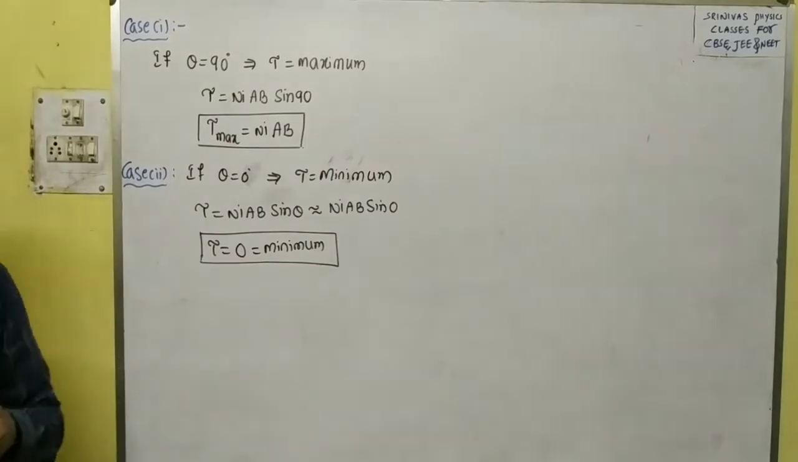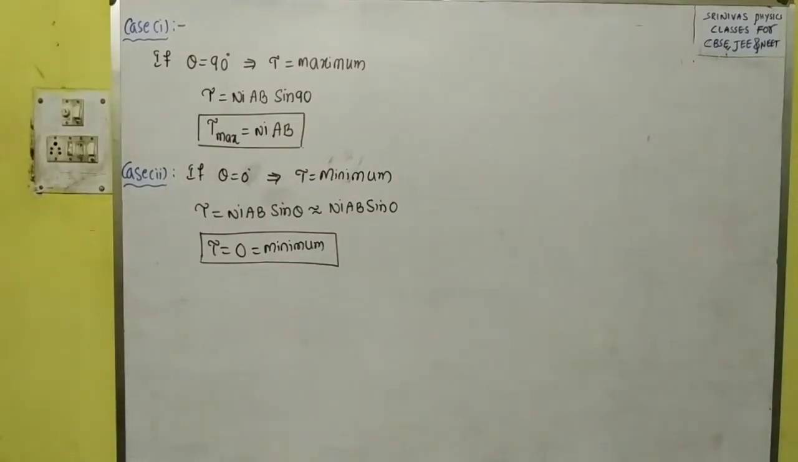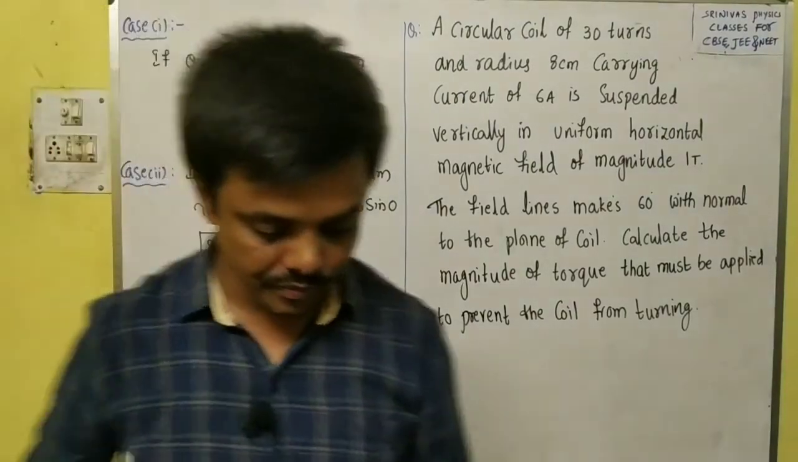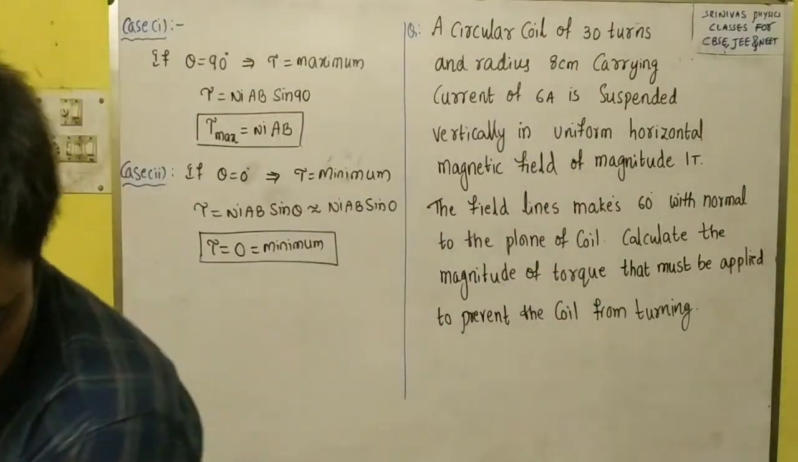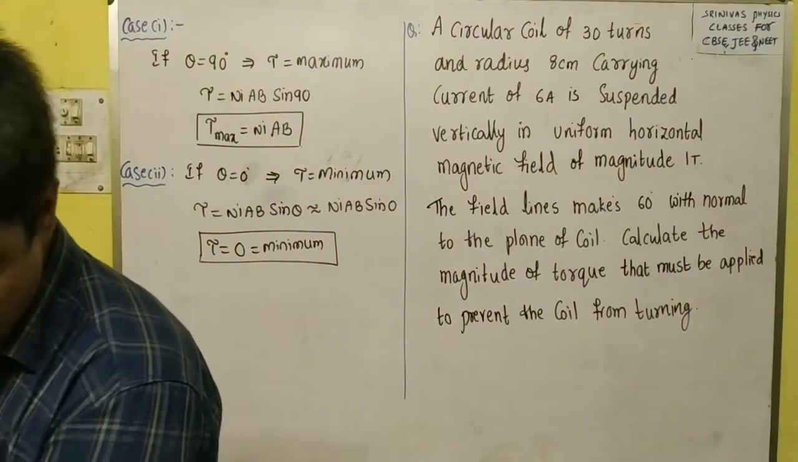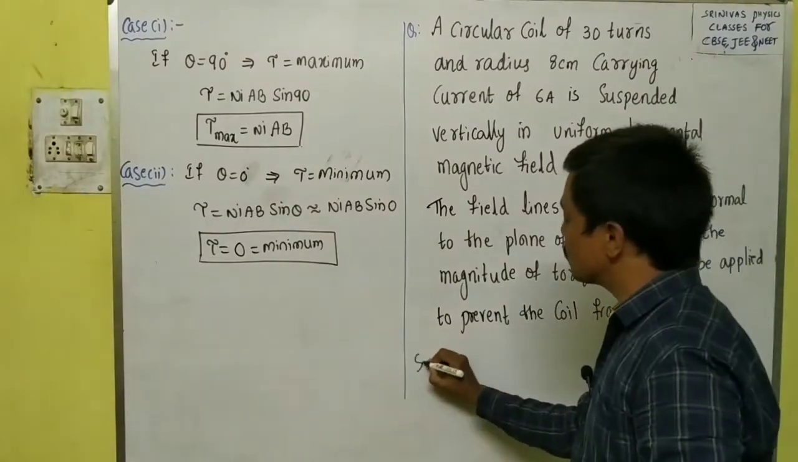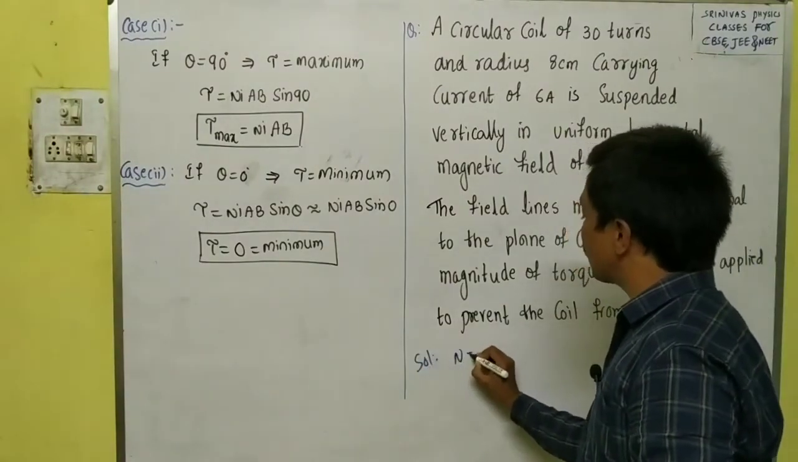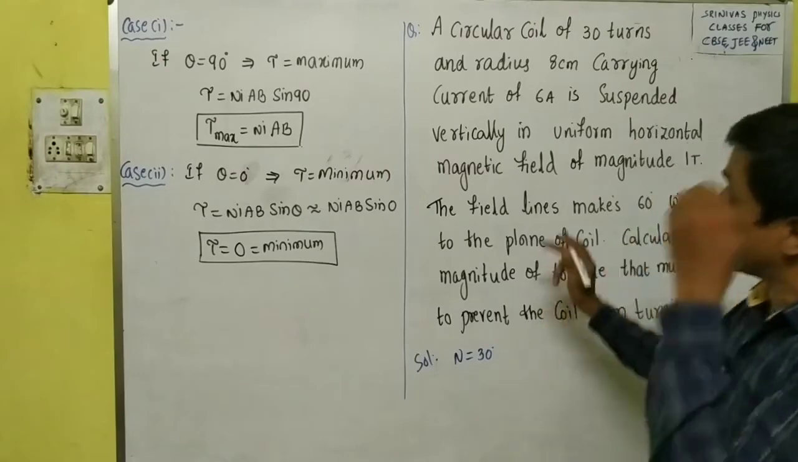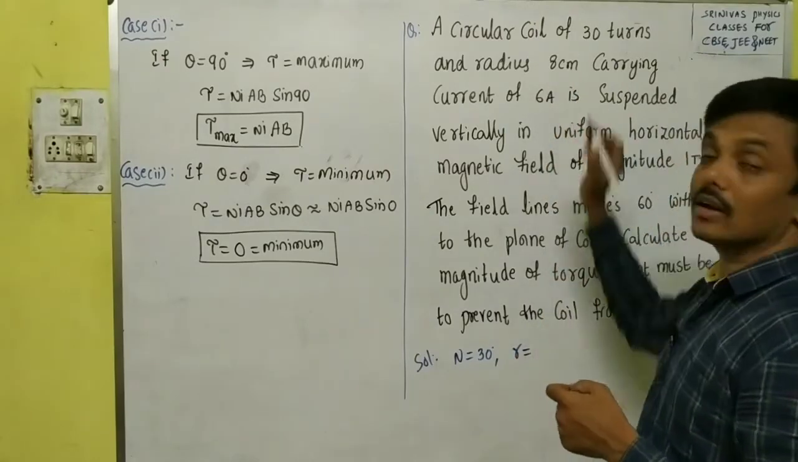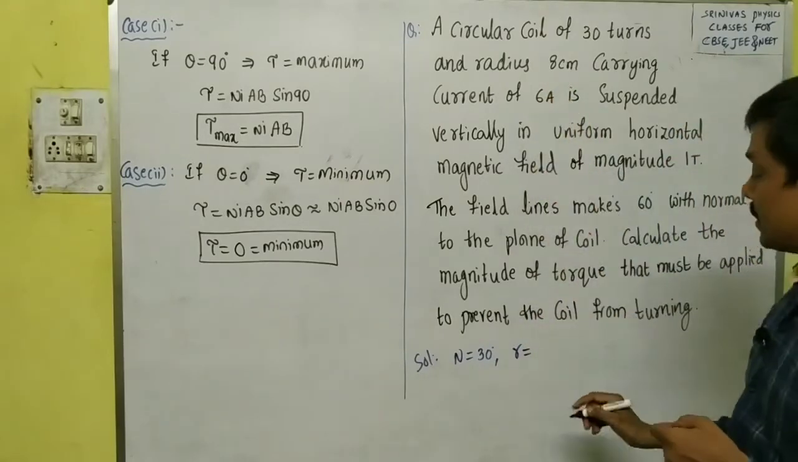Okay, let us go for one problem. Look here, this is our question. A circular coil of 30 turns. The number of turns in the coil is 30. Circular coil, not rectangular. They give the radius of the coil. Circular means radius will be there. Rectangle means length and breadth will be there.